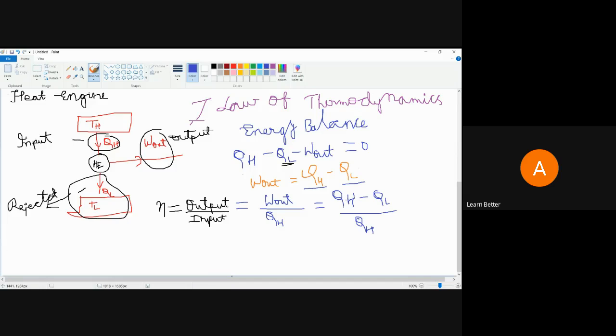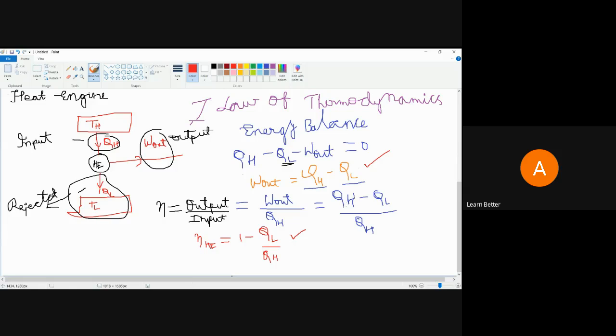Further simplifying, the final equation is that the efficiency of the heat engine is equal to 1 minus the low temperature heat transfer divided by the heat absorbed from the higher temperature reservoir, that is, eta equals 1 minus QL over QH. This is the final equation, and hence we have derived an equation for the efficiency of a heat engine. This equation and the previous one will play a subsequent role in solving problems with respect to heat engines.